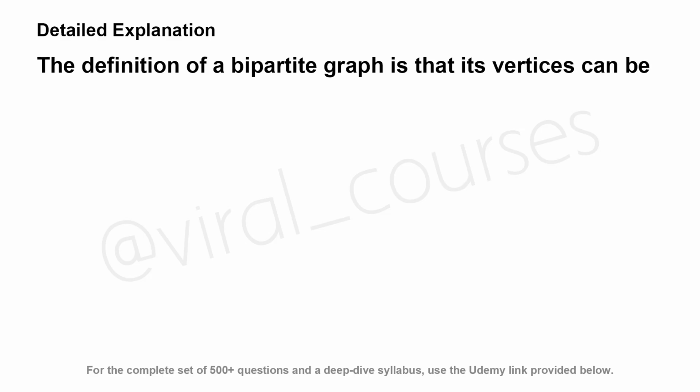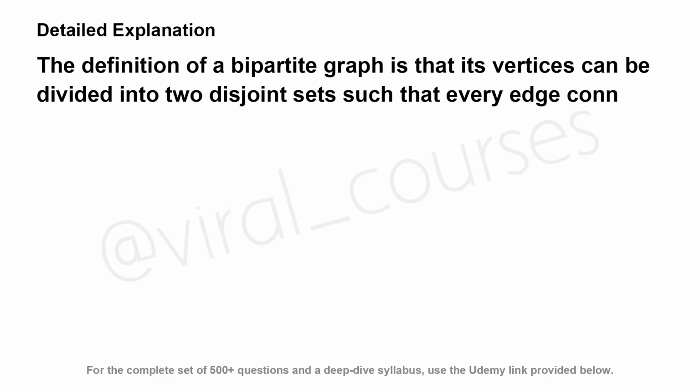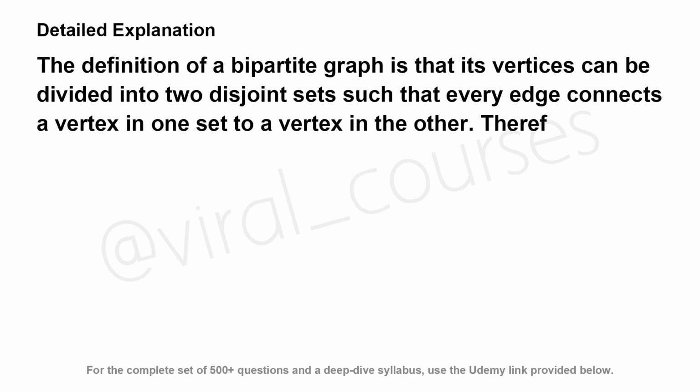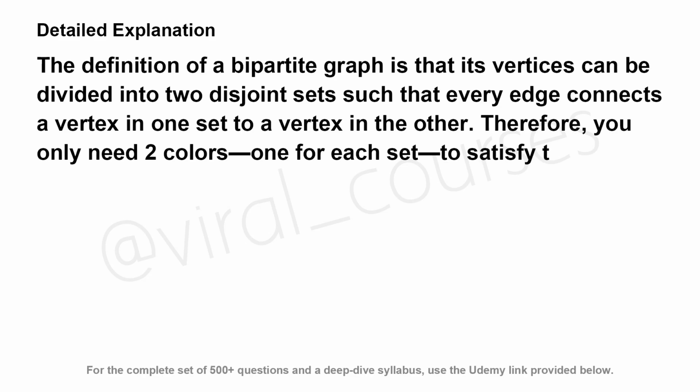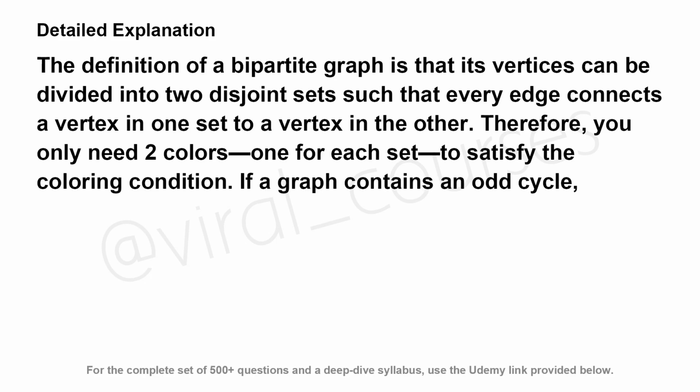The definition of a bipartite graph is that its vertices can be divided into two disjoint sets such that every edge connects a vertex in one set to a vertex in the other. Therefore, you only need two colors, one for each set, to satisfy the coloring condition. If a graph contains an odd cycle, it is not bipartite.